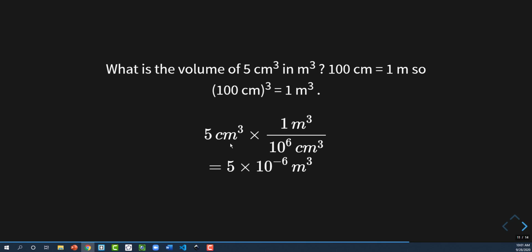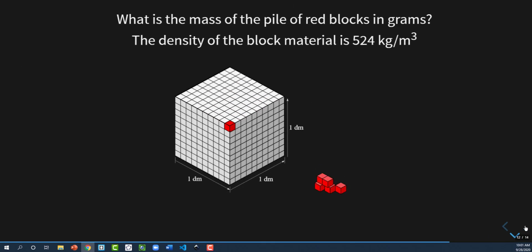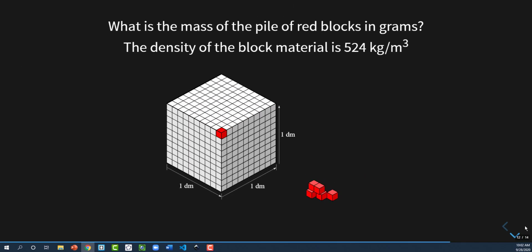If I've got 5 cubic centimeters, I must divide by 1,000,000 to get the number of cubic meters, a fraction of a cubic meter. The answer is 5 times 10 to the minus 6. Okay, I think there are 2 left, or maybe there's just 1 left.